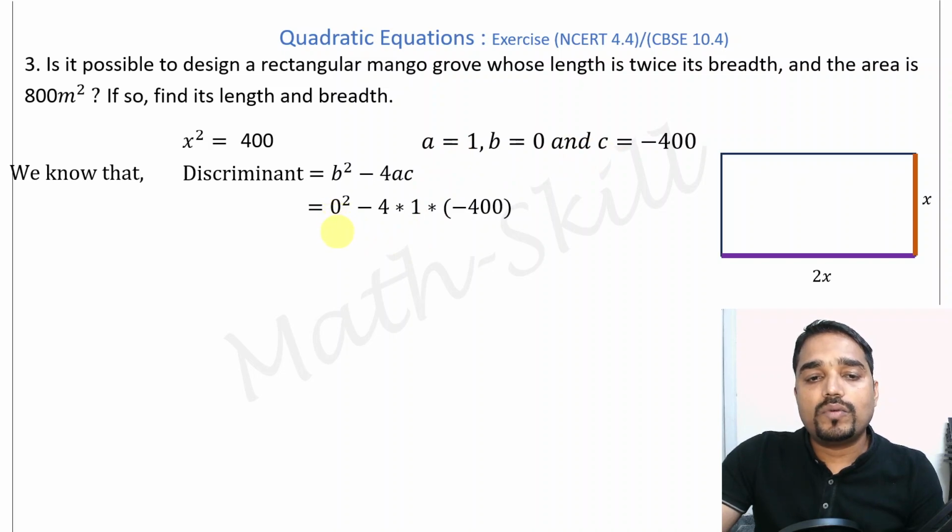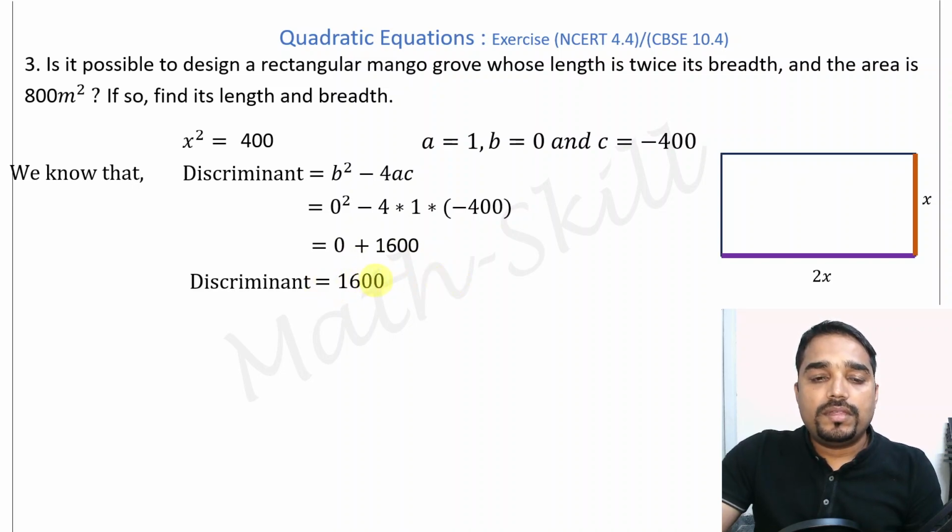Therefore 0 square is 0, and minus of minus is plus. 4 fours are 16, followed by 2 zeros, 1600, that is plus 1600. Therefore discriminant is equal to 0 plus 1600, which is 1600, which means discriminant is greater than 0.